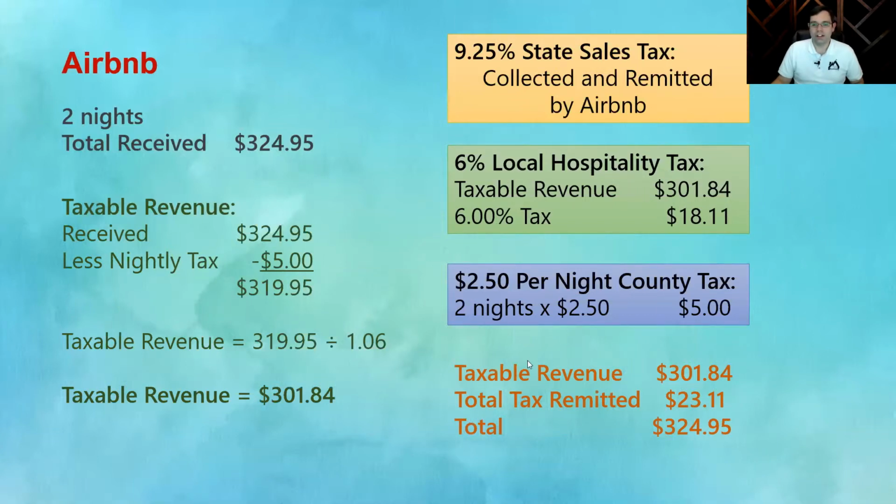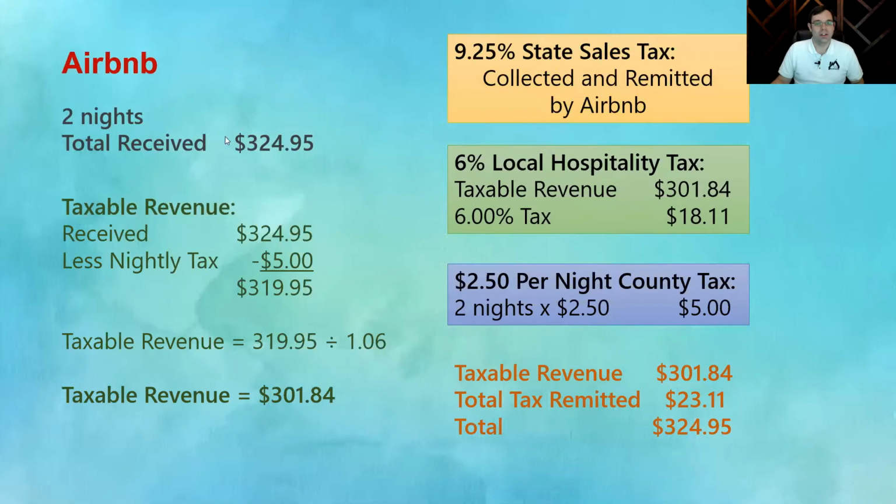All right, so the key is here, we don't report the $324.95 as taxable revenue because that includes tax. And then what happens if you do that is you're paying tax on the tax. It'd be like if you went to the store and you bought something for $100 and the store didn't charge you tax, and then they still reported that they had $100 in taxable revenue, they'd have to pay your tax out of their pocket, which is not how it should be done.